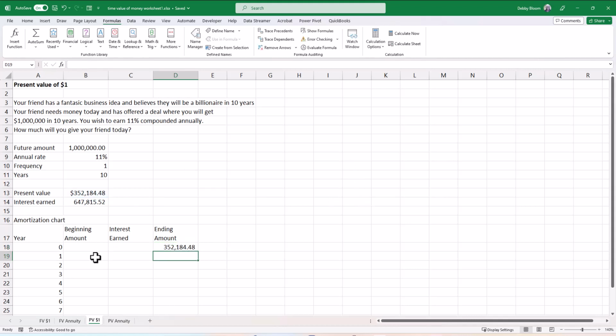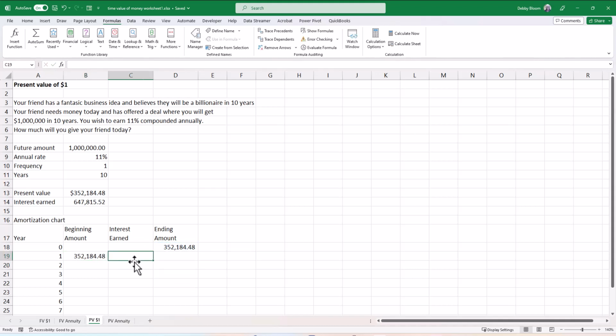In cell B19, the beginning amount for period 1, we're going to tell Excel that the ending amount 1 period is the same as the beginning amount the next period. So I'm going to type an equal sign, and I'm going to click on cell D18, the 352,184.48. Now the only difference between the present value and the future amount is the interest earned.